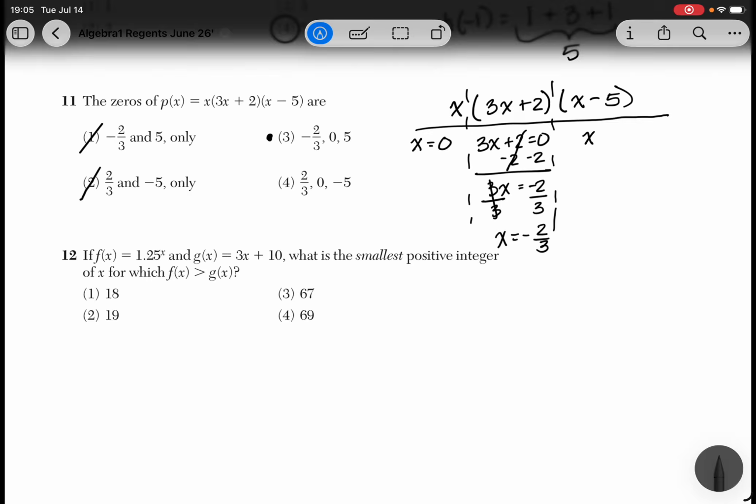So we have x minus 5, and we're going to set that equal to 0 once again, which means that x equals 5, because the only value that we can put in for x is 5, since 5 minus 5 gets us to 0. So 3 would be our correct answer.